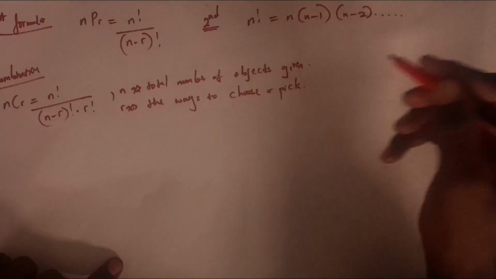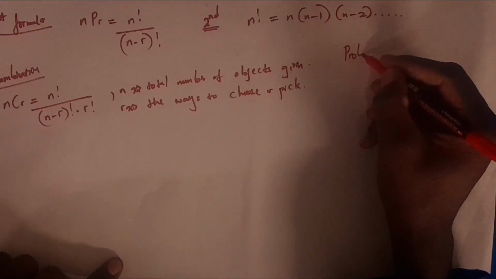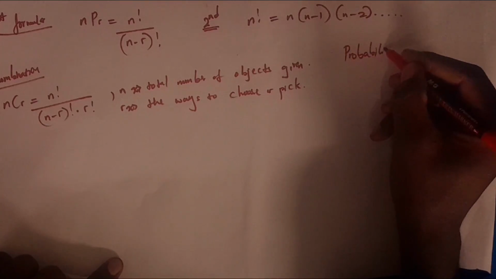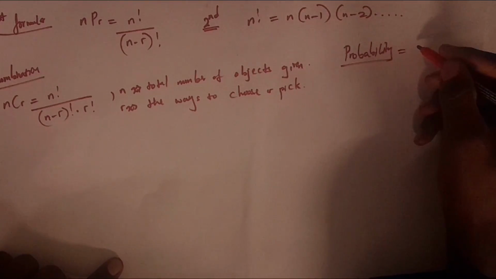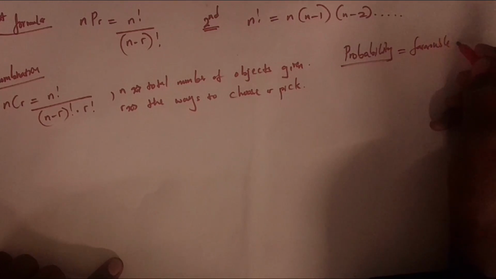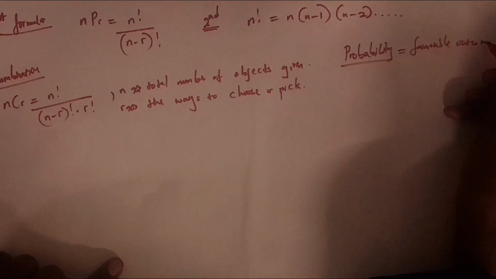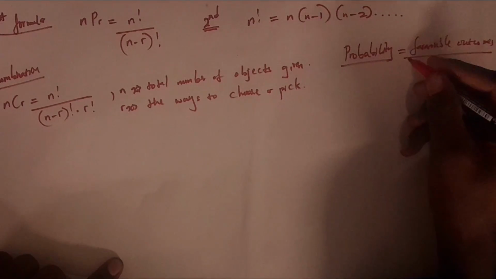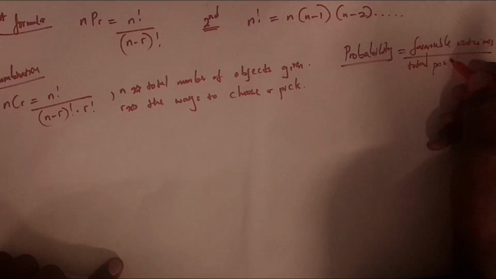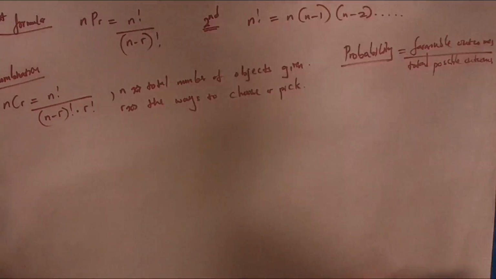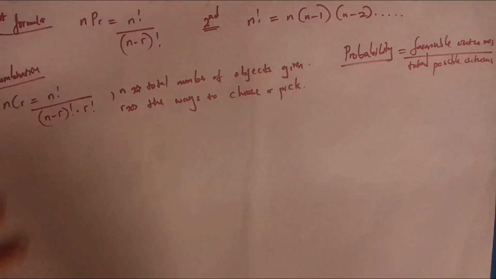And then let us go on to probability. Probability is equal to the favorable outcomes over the total possible outcomes. So these are the formulas for permutations, combinations and probability.